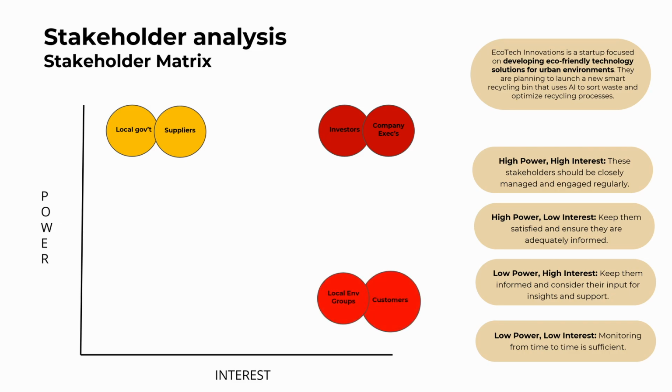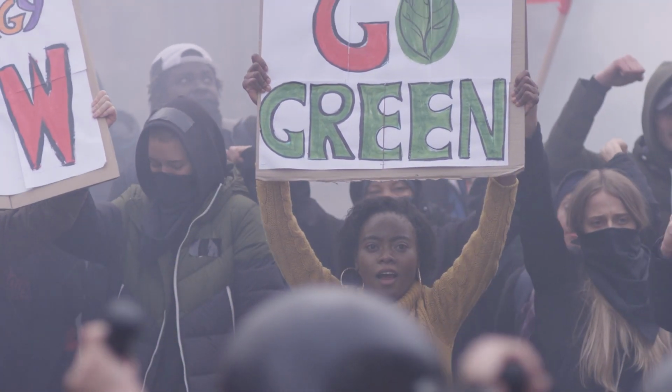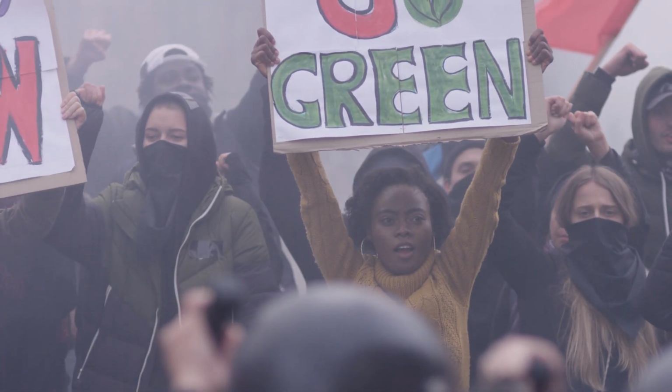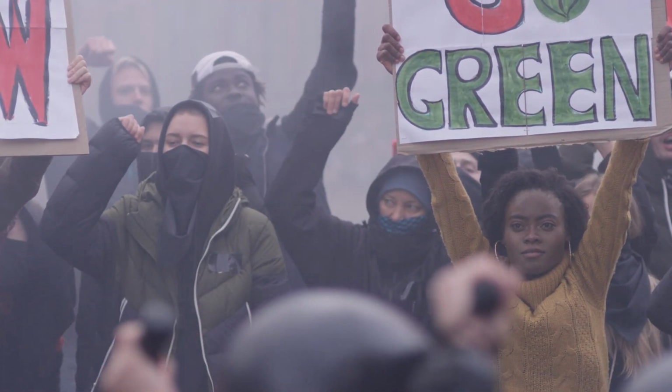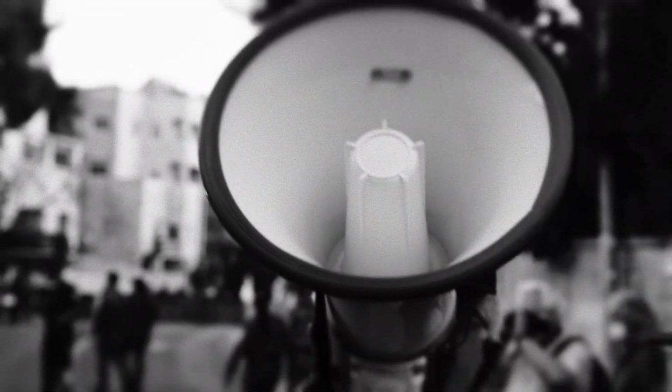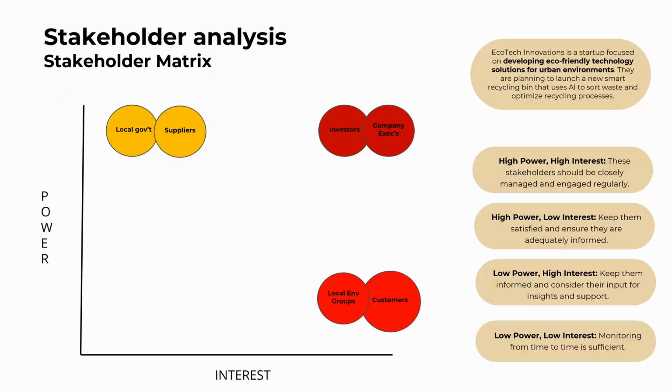At the bottom of the power grid, but still high in interest, we'll see local environmental groups and customers. So customers, of course, are crucial to business success, but generally speaking, they are not well organized, and as such, they are relatively low in power. And the same goes for local environmental groups. They are relatively small in size. It would be different if this is a multinational environmental group such as Greenpeace, but local environmental groups, generally speaking, have quite little clout. So they are unable to really change something for EcoTech Innovations. But of course, both of these stakeholders have a high interest.